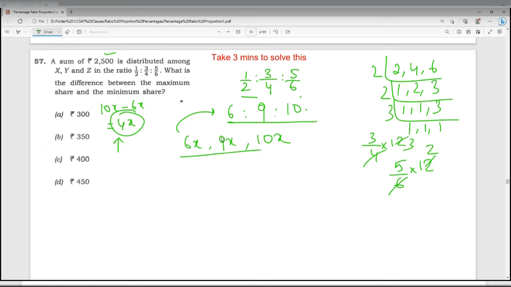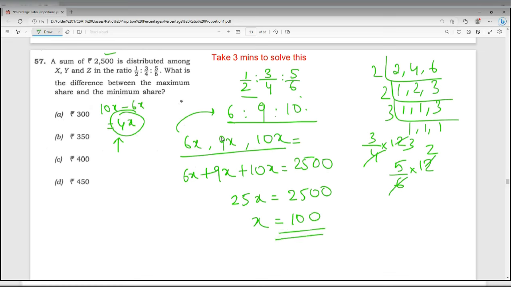So the total amount 6x plus 9x plus 10x should be equal to 2500. And this is nothing but 25x equal to 2500, and x is equal to 100. We are supposed to calculate the difference between the maximum share and the minimum share. Maximum share is 10x, minimum share is 6x, difference is 4x. It is 4 into 100, which is equal to 400. The correct option is option C.